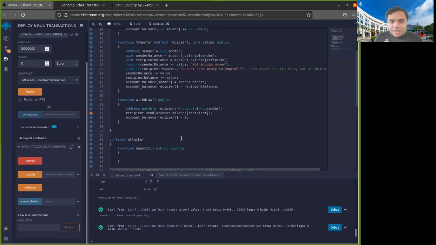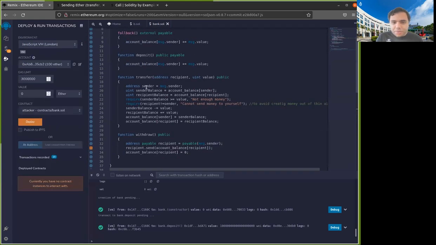Yeah, I make this problem every time. So the problem is that I shouldn't have called this transfer. So let's call this one transfer money. And let's call this one withdraw money. And let's call this one deposit money.